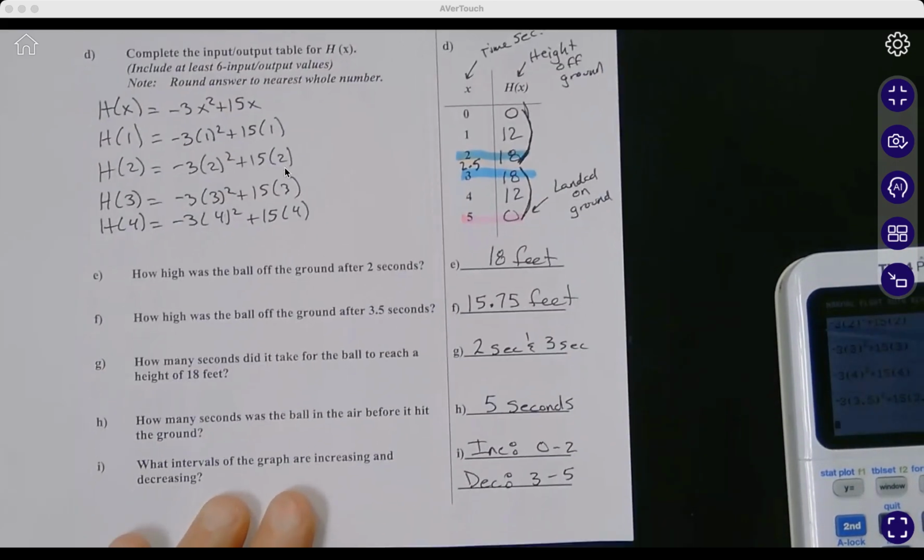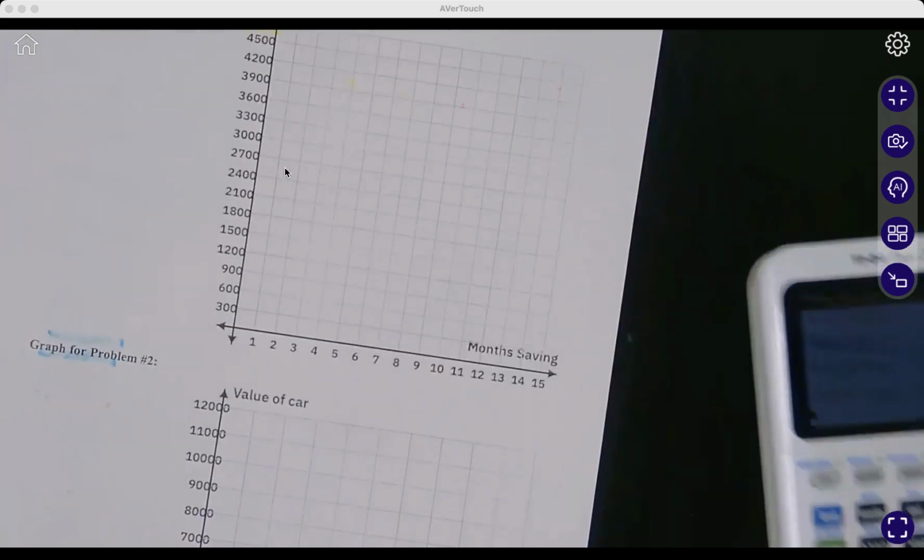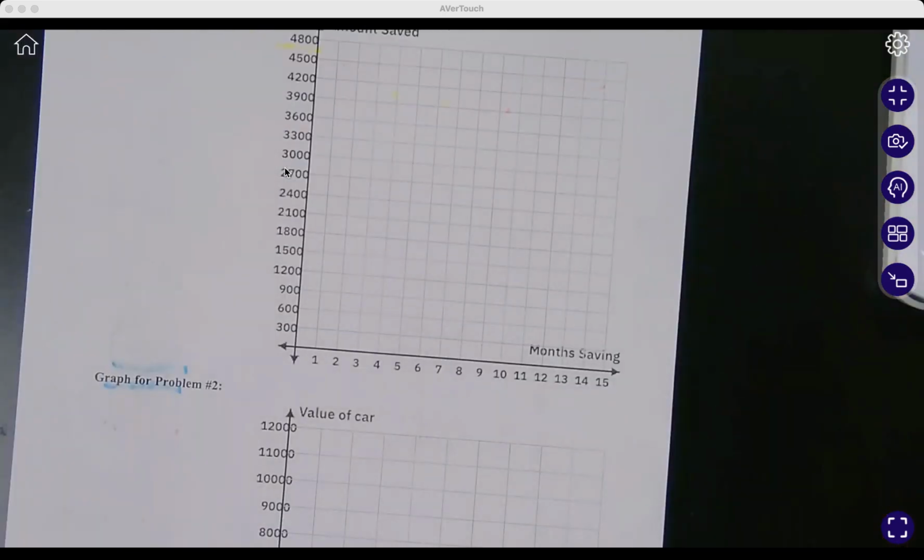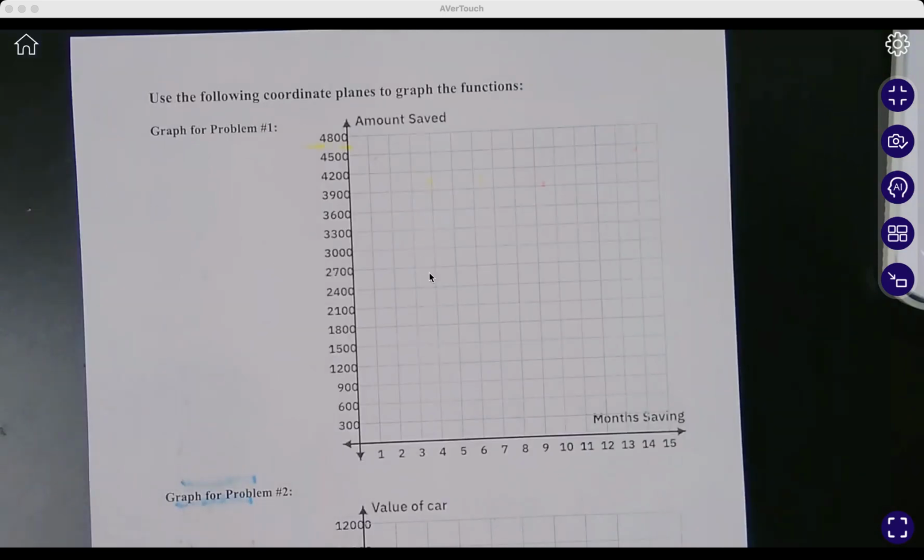All right, let's move on. I'm going to go ahead and do these graphs on a separate video, so be aware of that, please.